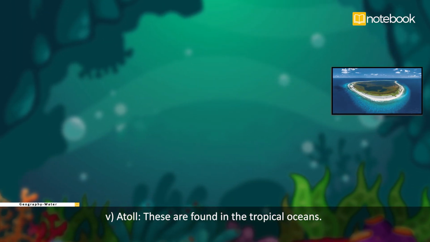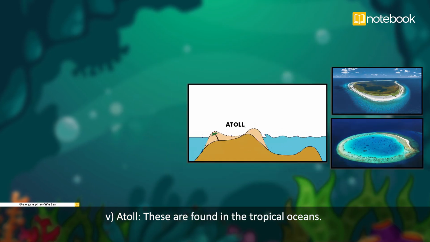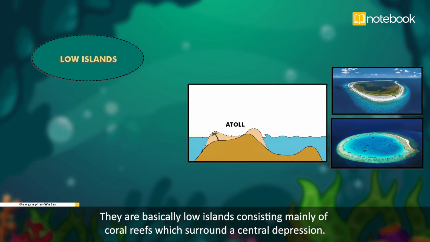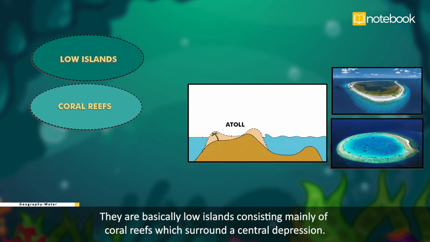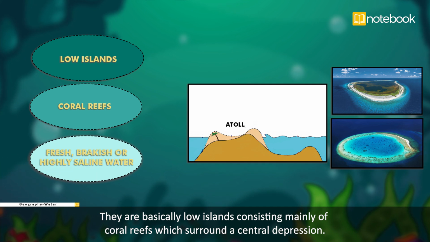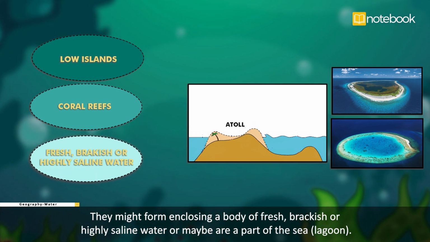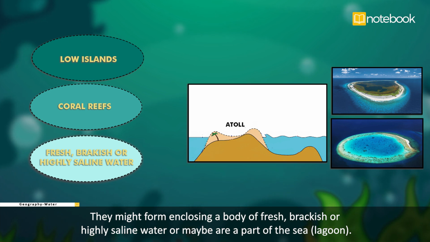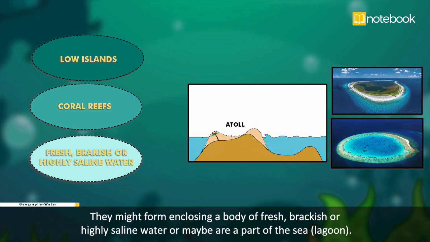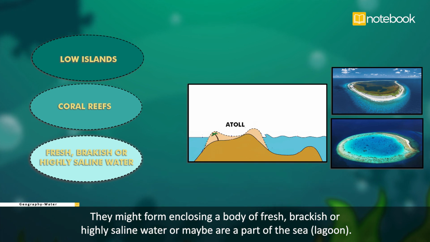Atoll. These are found in the tropical oceans. They are basically low islands consisting mainly of coral reefs which surround a central depression. They might form enclosing a body of fresh, brackish or highly saline water, or maybe a part of the sea lagoon.